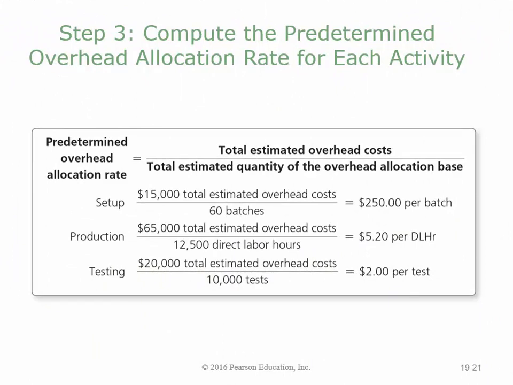So step 3 will be to compute the predetermined overhead rate for each activity. For setup, it would be the $15,000 total estimated overhead cost divided by 60 batches, or $250 in overhead applied per batch created. Production would be $65,000 total estimated overhead cost, again, this will be given to you in the problems, divided by 12,500 direct labor hours, so $5.20 overhead applied per direct labor hour. And then for testing, $20,000 total estimated overhead divided by 10,000 tests, or $2 per test. So now they've further drilled down and become more accurate in how they're going to apply overhead.